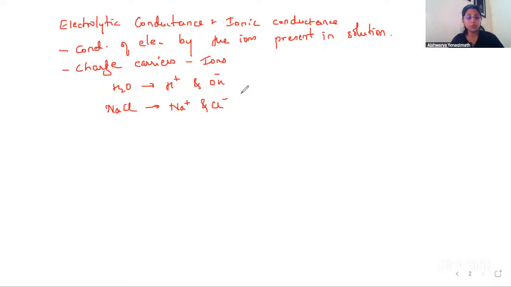So by this experiment, the intensity of the bulb increases. It means salt along with water increases the conductivity. Just taking solid NaCl will not do anything, because Na plus and Cl minus do not dissociate in solid. You have to take NaCl either in aqueous solution form, or in molten state. Because only in these two cases, NaCl dissociates into Na plus and Cl minus.